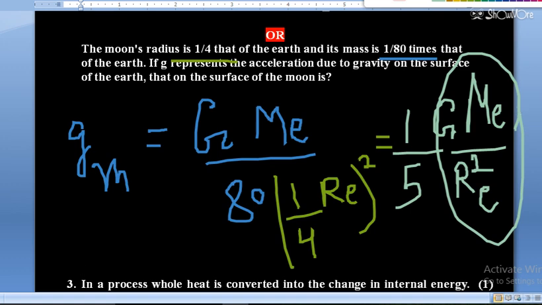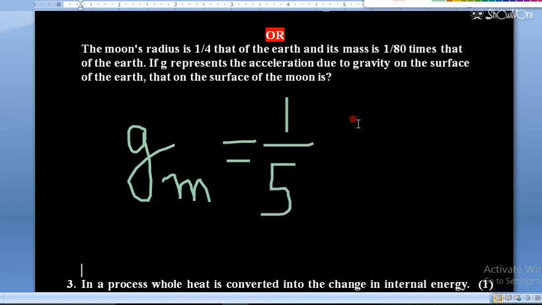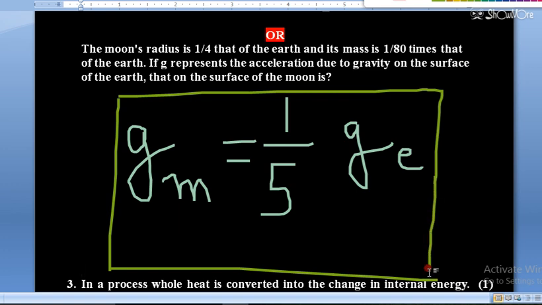So you can simply say GM. Finally you can conclude that GM is equal to 1 by 5 GE. So acceleration due to gravity on moon surface is equal to 1 by 5 times the earth surface. So this is the conclusion for the second question, and internal choice means the second question, second part. If you want to attempt it, then your answer will be GM is equal to 1 by 5 times GE. So this is the second question.